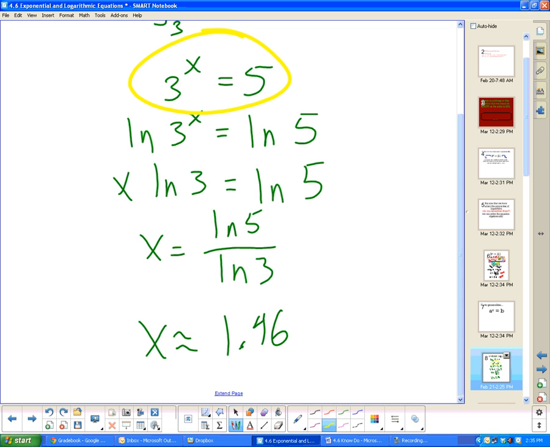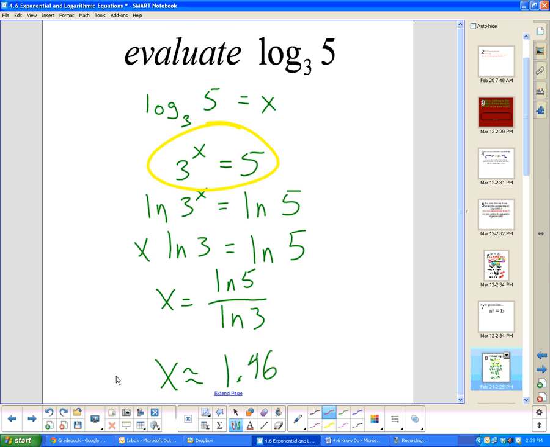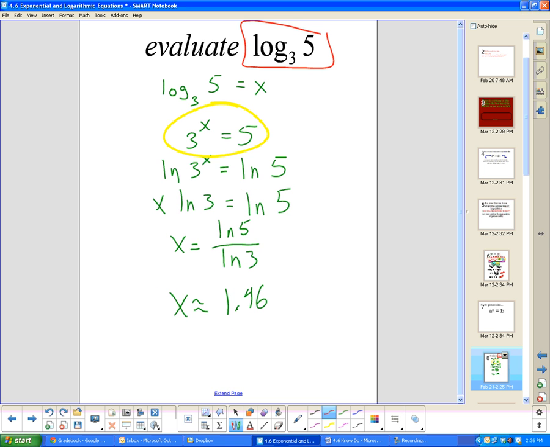Although we should clean up the notation, because we weren't asked for an x in our original equation. We were asked to simply evaluate this. We had just set that equal to x. We had made a substitution. We really should give a final solution that says logarithm base 3 of 5 is equal to approximately 1.46. Right? So that condition 2 is very helpful for us.